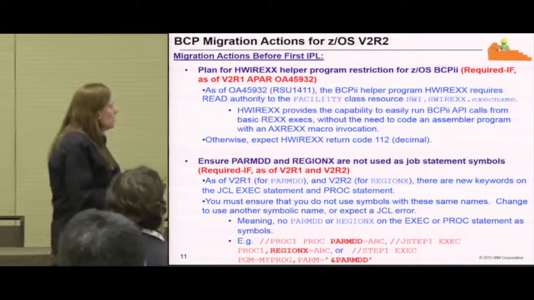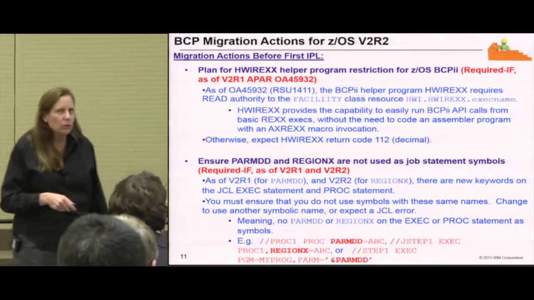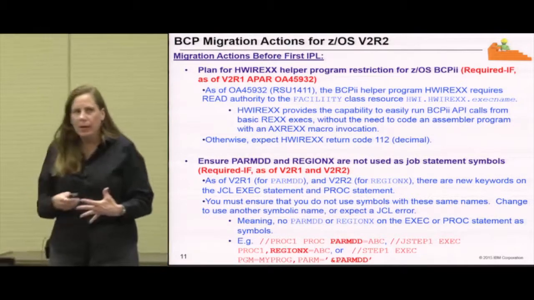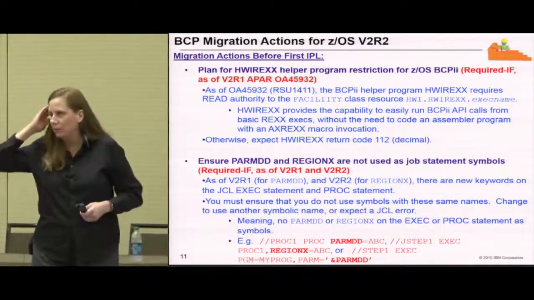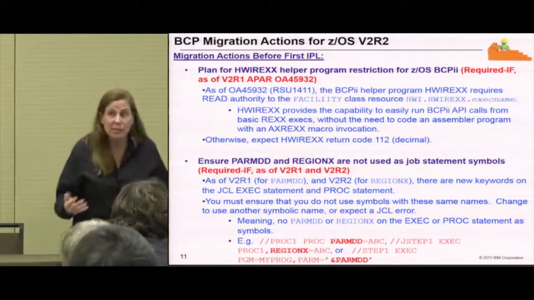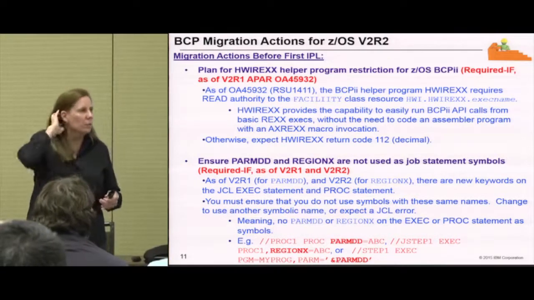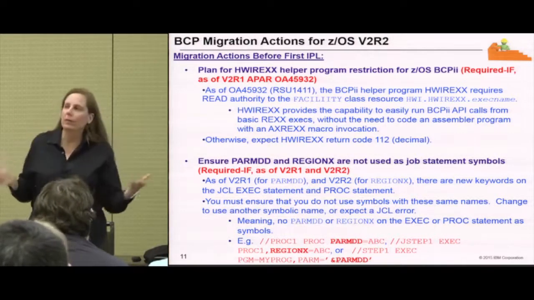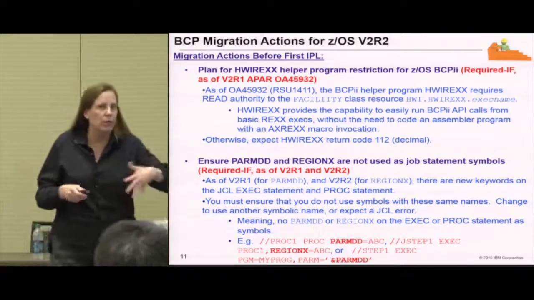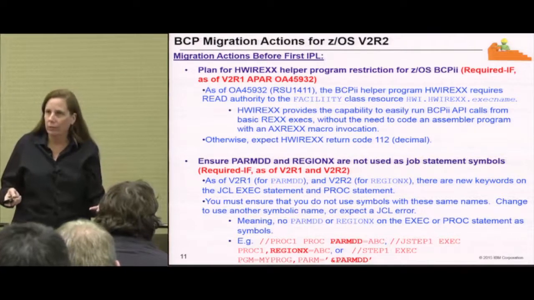So what it is is that PARMDD and REGIONX are going to be keywords on the JCL EXEC statement and PROC statement. And when we make them keywords as IBM, that means that you cannot use them as system symbols. We didn't understand that that was a migration action until somebody actually used PARMDD as a symbol, and they started getting JCL failures, and we thought, oh my gosh, of course you can't do that, because we made that a keyword. And so we said, that's a migration action. It's really a restriction now at this point. Because as we make new keywords, on the JCL and PROC statement you cannot make them system symbols. Unfortunately, that's just the way it is.